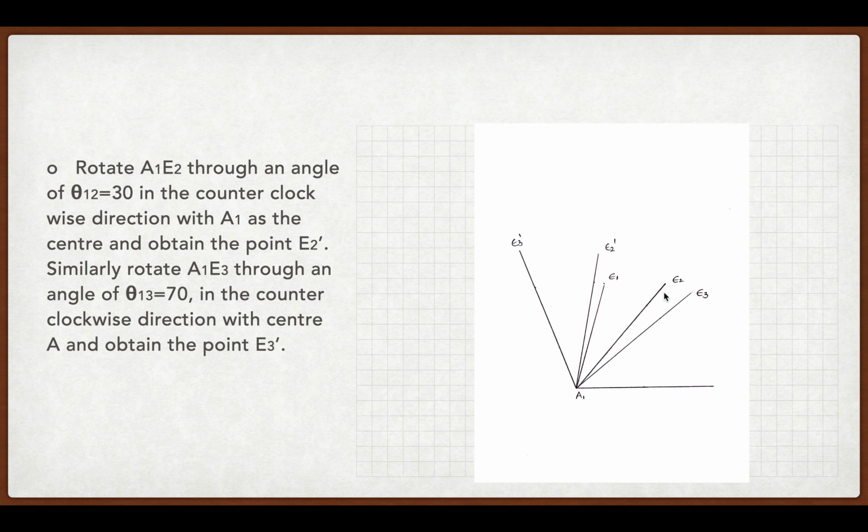Now that we have found the coupler points, we have to rotate the input links through their angular displacements given in the question, which is the angular displacement of A1E2, given by theta 12, which is equal to 30 degrees. So we have to rotate A1E2 in the counterclockwise direction by an angle of 30 degrees. During synthesis of such mechanisms, whenever we encounter rotations, we always do it in the anti-clockwise sense. Similarly, for the point E3, we have to rotate A1E3 through an angle of theta 13, which is given as 70 degrees to obtain the point E3'.